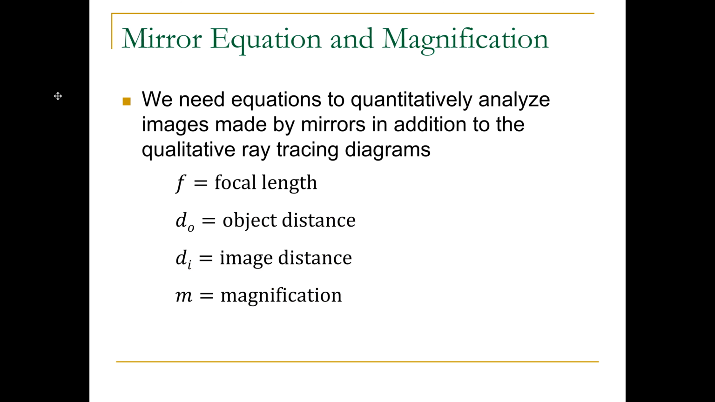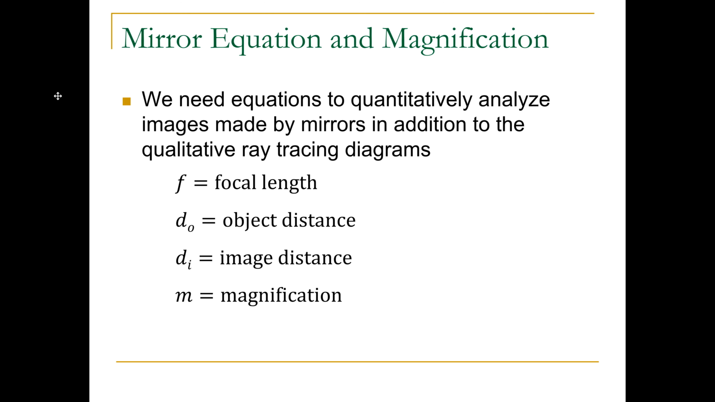So besides ray diagrams, we can also use equations to understand what's happening with the objects and images with mirrors. So just some variables that you'll need to keep in mind. Lowercase f is the focal length that's measured from the mirror to our focal point. DO is the object distance. That distance is also measured from the mirror. DI is image distance, again measured from the mirror. And M is magnification. It tells you how large the image will be relative to the object.